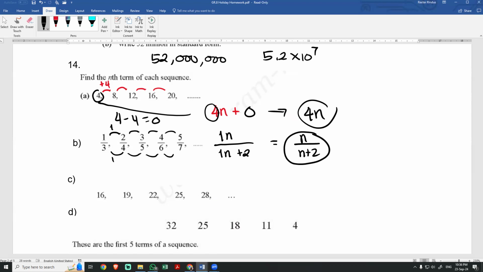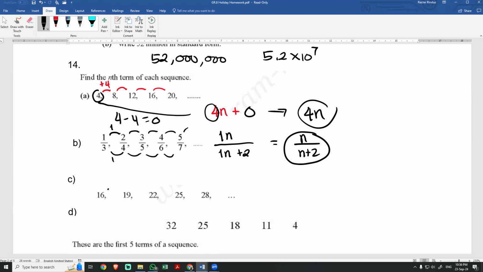To check if your answer is right, just substitute the fifth term. Let's say 1, 2, 3, 4, 5. Fifth term, so it's going to be 5. 5 plus 2, so 5 over 7. So it's correct. It's going to be the term that we need. So we just simply subtract that value: 3 minus 1, 1 minus 1. So that's the thing we have.